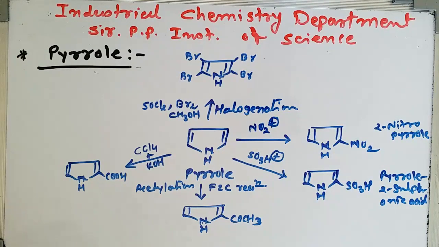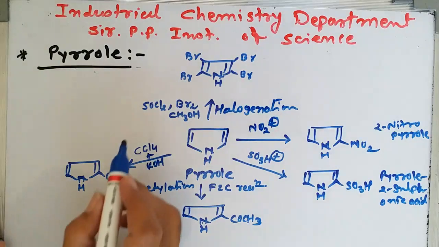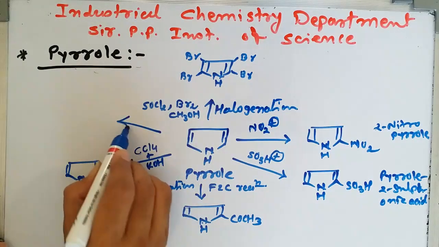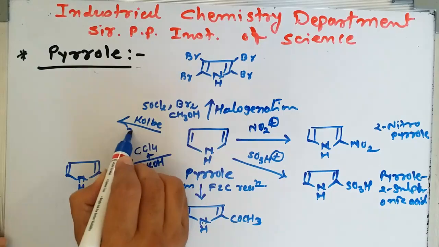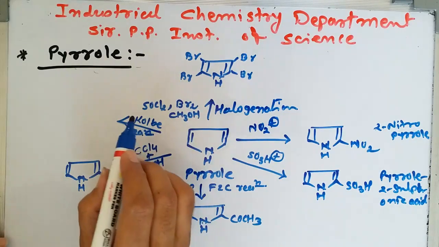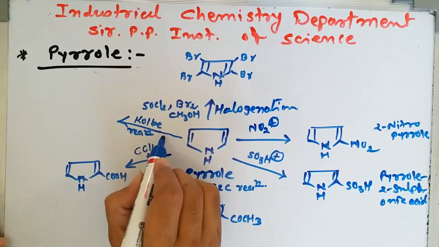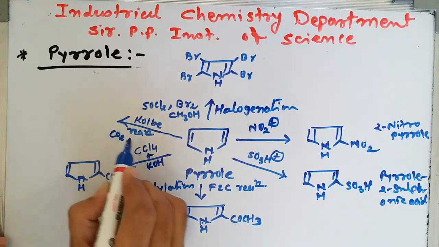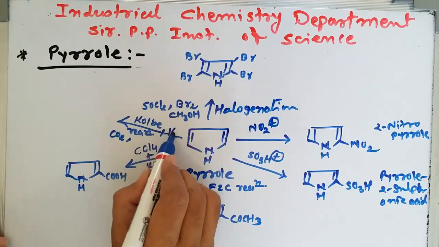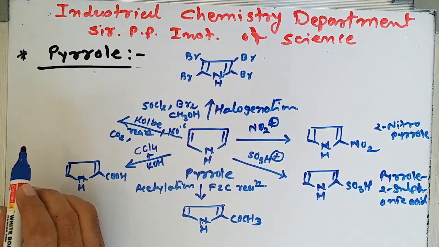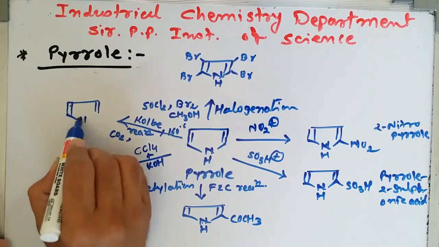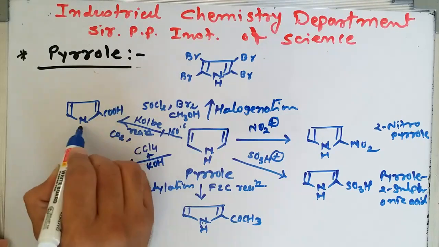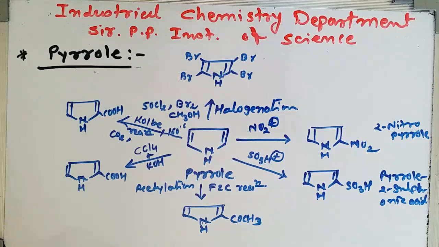If we treat it by the Kolbe reaction in the presence of CO2 at 160 degrees Celsius, then pyrrole-2-carboxylic acid is produced.